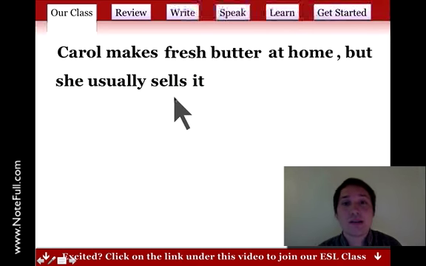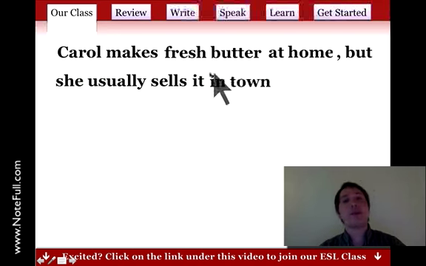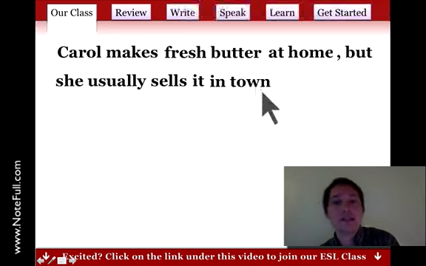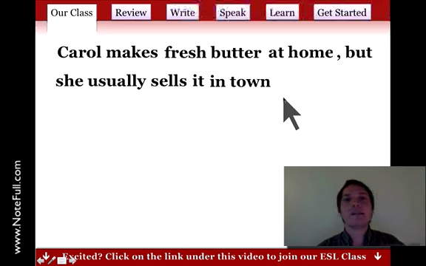She usually sells it. That tells us when. That's an adverb. In town, that tells us where. So we have a preposition and another object. And then when the sentence is done, we're going to add a period. So now we have a complex sentence. Carol makes fresh butter at home, but she usually sells it in town. And it's more interesting.